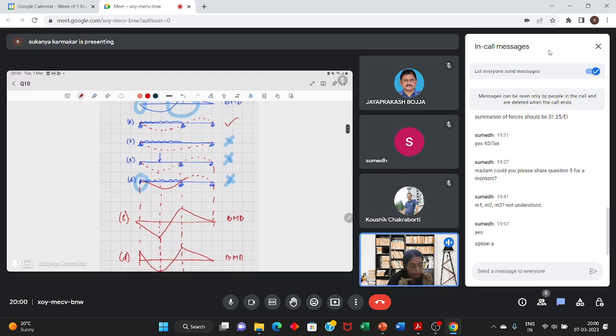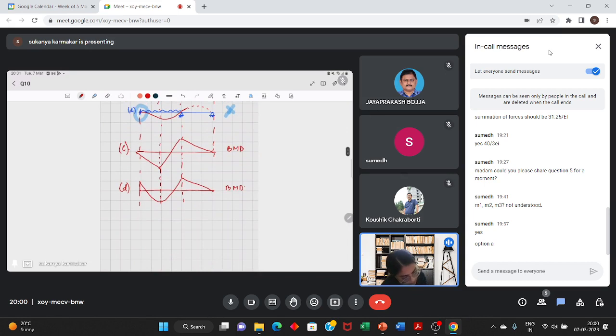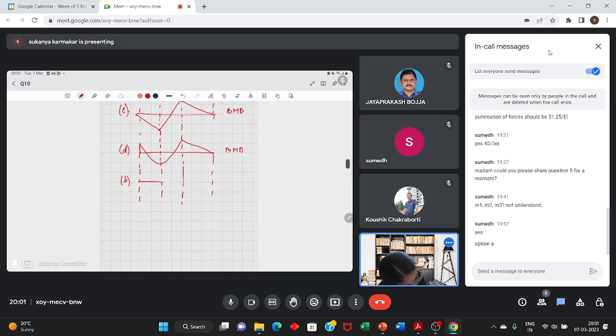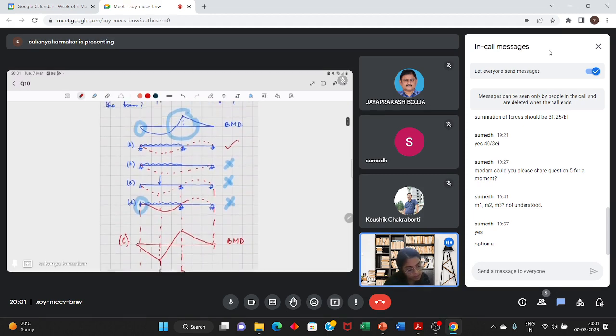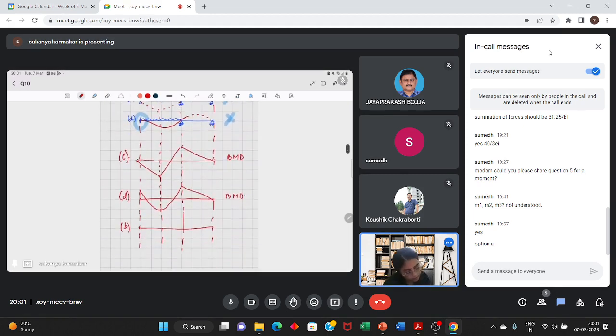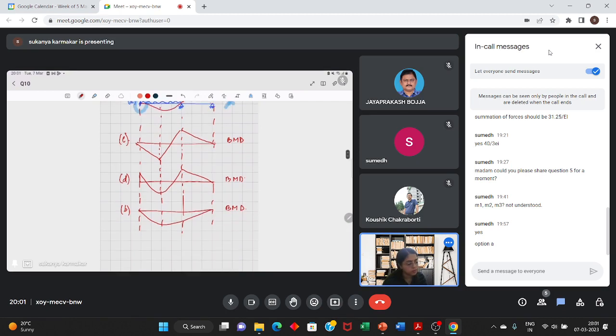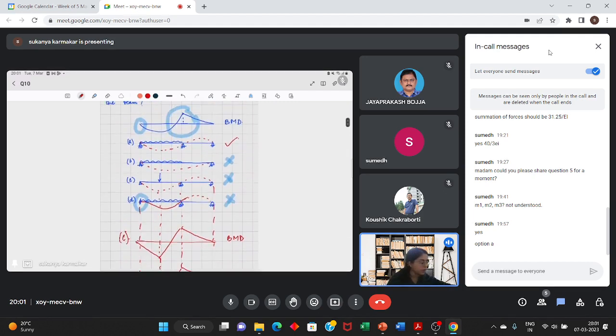How will the bending moment of B look like? B will look something like this. The bending moment is always sagging. So it will look like this. So is this question clear?